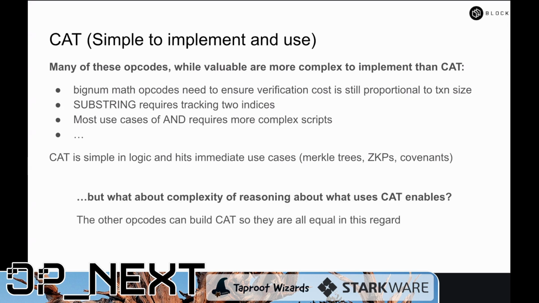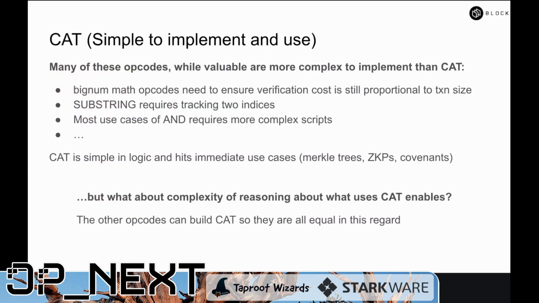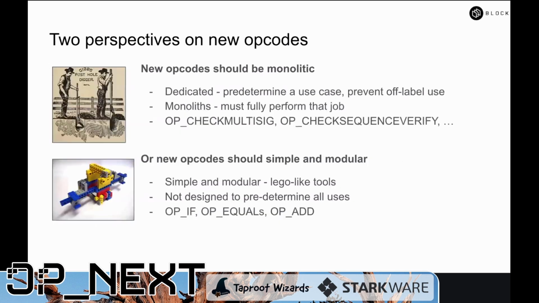One of the things that's often brought up is, what about the complexity of reasoning about what cat allows? That's true. But all the other opcodes that can build cat are also sort of equal in this regard. It's really hard. I think Jeremy did an excellent job in designing opctv because it doesn't let you build cat, but almost everything else does. It's really hard to build something that doesn't let you do cat because it's just such a basic part of any programming language.